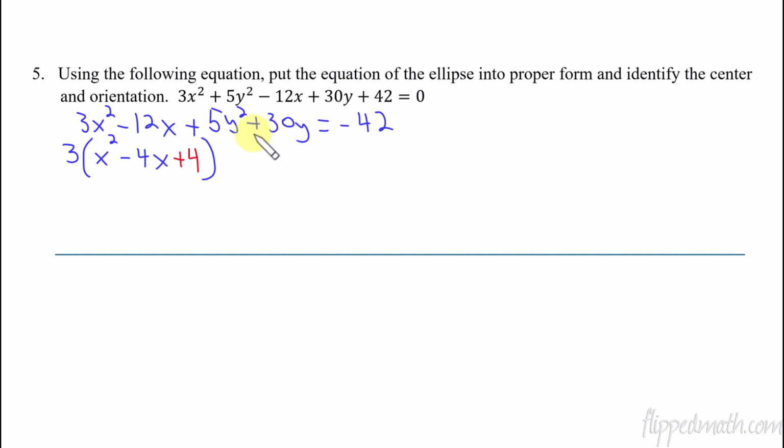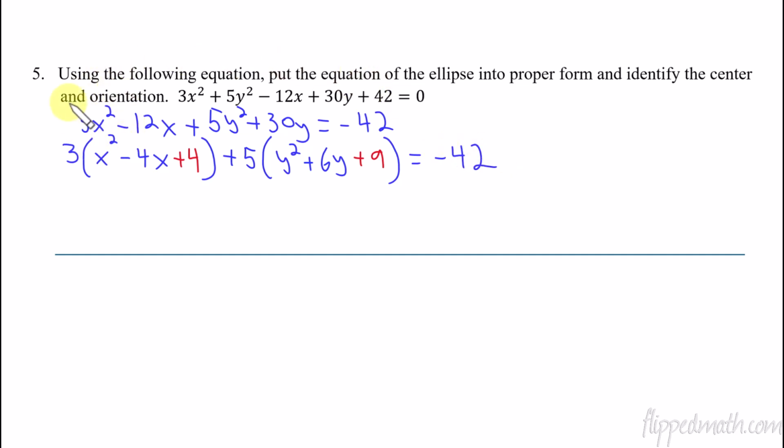Close my parentheses. Plus, now we're going to complete the square for the y terms. Again, you need the quadratic term, the y squared, to have a 1 in front. It doesn't. So we'll take a 5 out, and then we will say y squared plus 6y. Okay, so we factored out the 5. Now let's complete the square of this y squared term here. Y squared plus 6y. Half of 6 is 3. Square that and you get a 9. So we're going to add a 9. Close the parentheses. Equals -42.